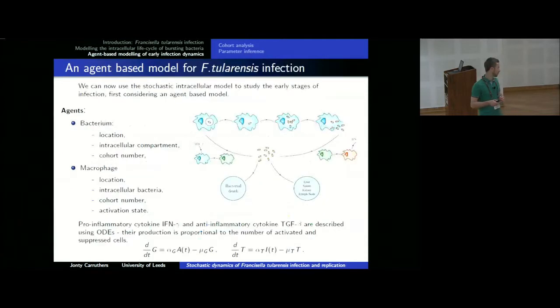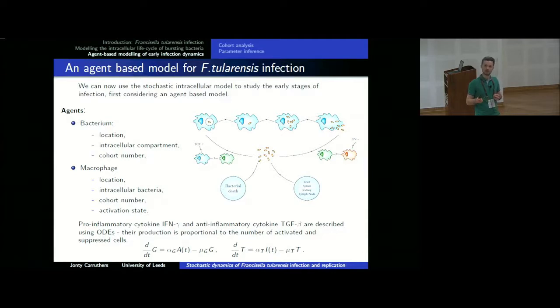So the idea is that we want to try and model this replication of the bacteria inside cells within the lung, and also its spread between the organs where they measure the bacterial counts. Then we can try and infer those model parameters given this data. The way that we tried to set this up to begin with was with an agent-based model.